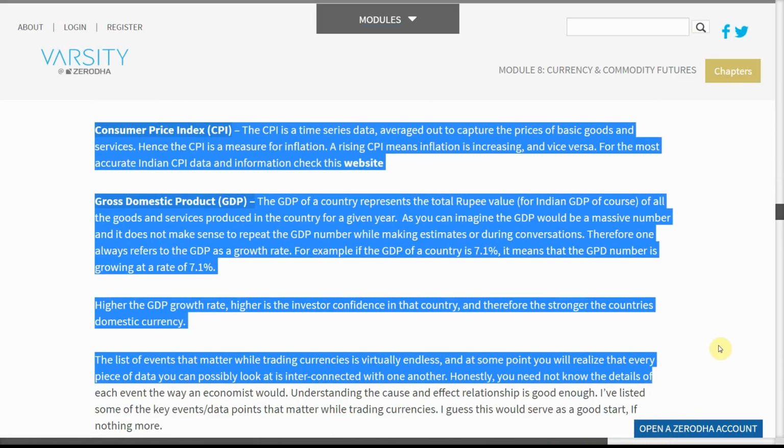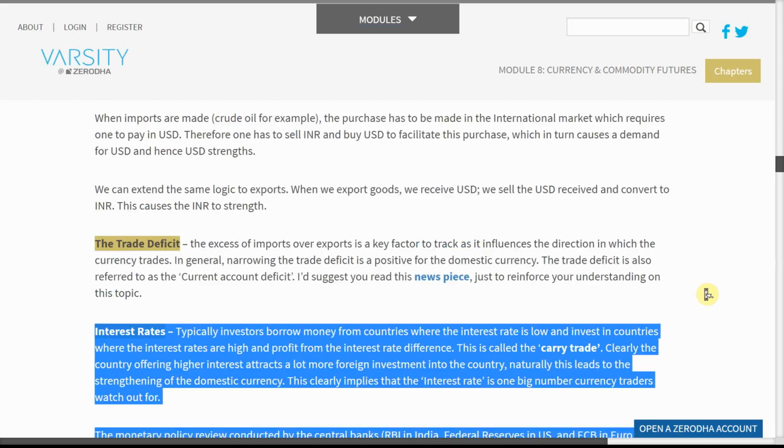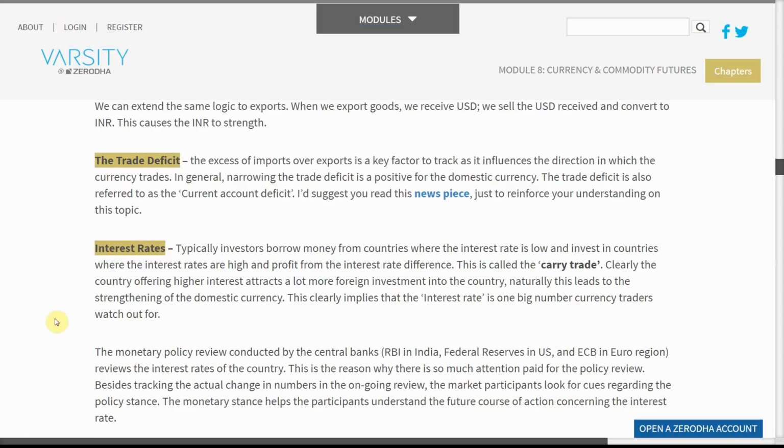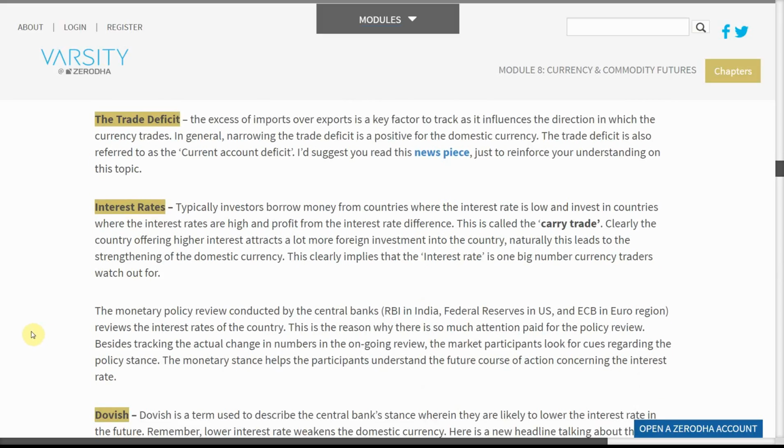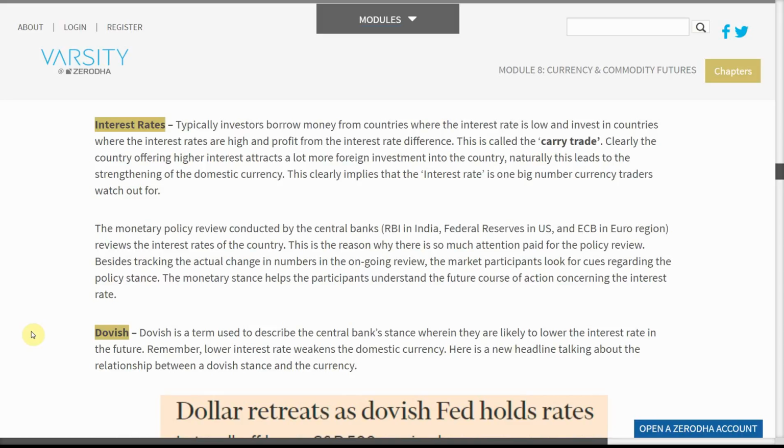Interest rates. Typically, investors borrow money from countries where the interest rate is low and invest in countries where the interest rates are high and profit from the interest rate difference. This is called the carry trade. Clearly, the country offering higher interest attracts a lot more foreign investment into the country. Naturally, this leads to the strengthening of the domestic currency. This clearly implies that the interest rate is one big number currency traders watch out for.